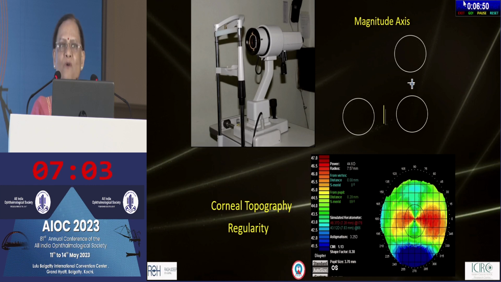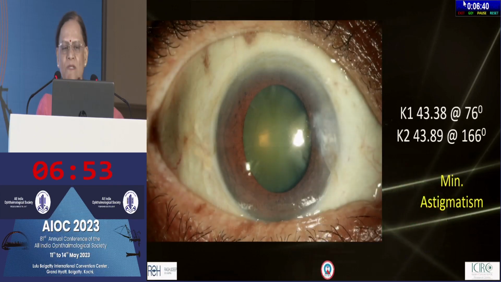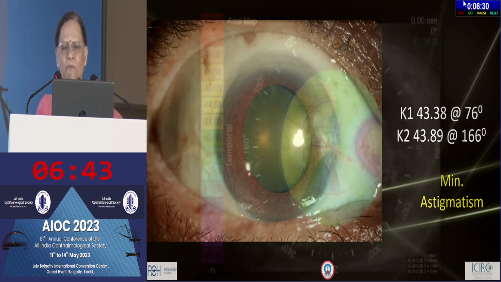So this is the kind of regularity that we want in a cornea in which we are going to plan a toric IOL if there is significant astigmatism. The typical bow tie pattern that you can see here. In this case, the keratometry showed a minimum astigmatism, but it was against the rule. So we expect 0.5 to at least 0.75 diopter of astigmatism.